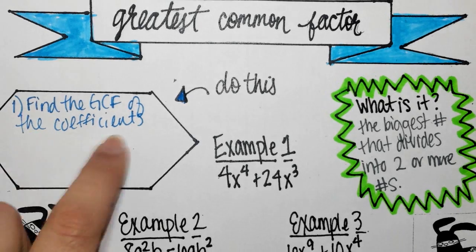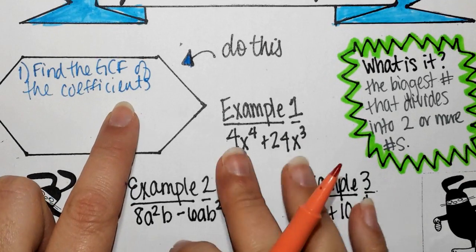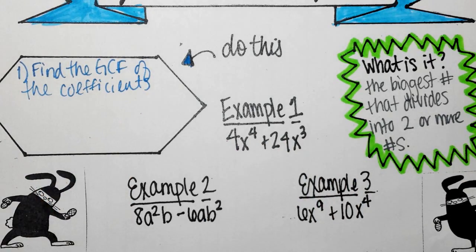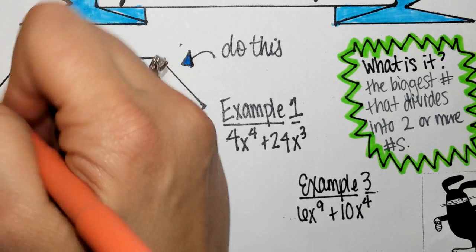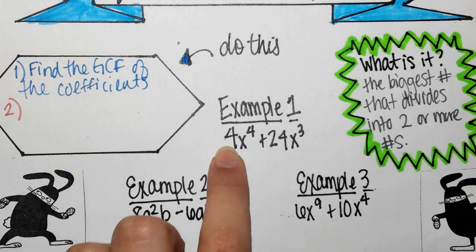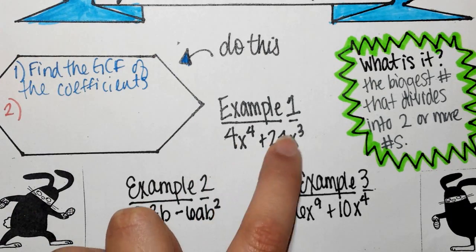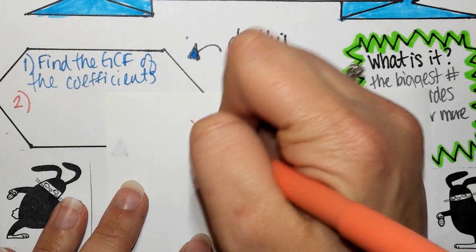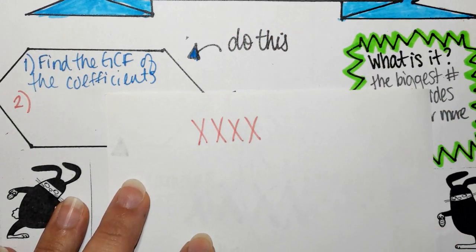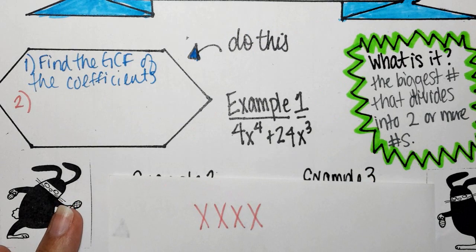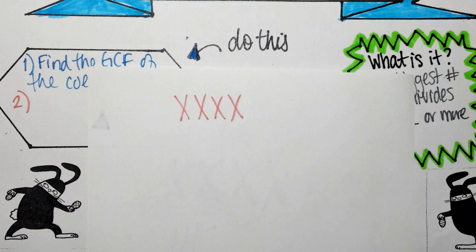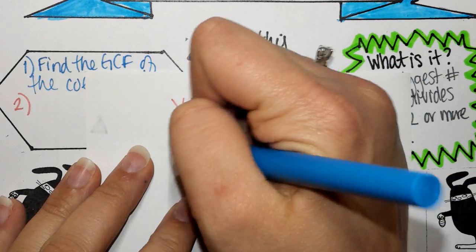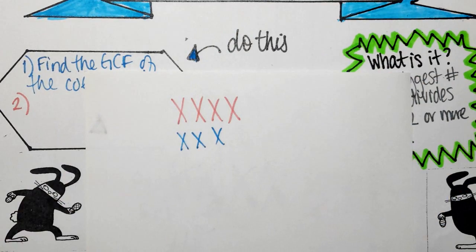Alright, so we find the greatest common factor of the coefficients. Looking at example 1, what's the biggest number that goes into both 4 and 24? 4 is the biggest one. Alright, so then, not only do they have numbers in common, but they also have x's in common. So how do you think we figure out how many x's they have in common? We ask them. Okay, so we're going to ask the first term how many x's it has, and it has 4, right? And then we're going to ask the second term how many x's it has, and how many does it have? It has 3. Now we're going to ask them how many do they have in common?